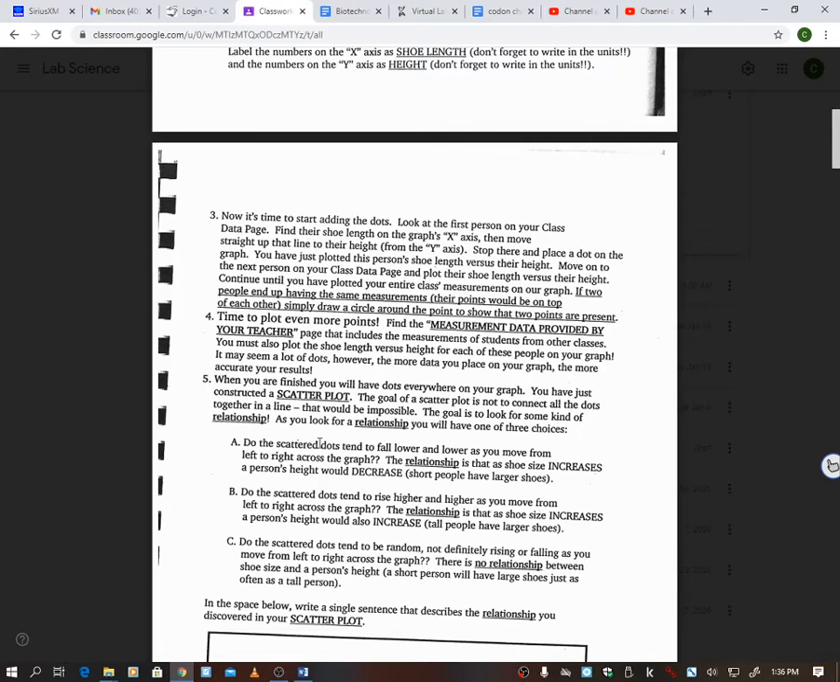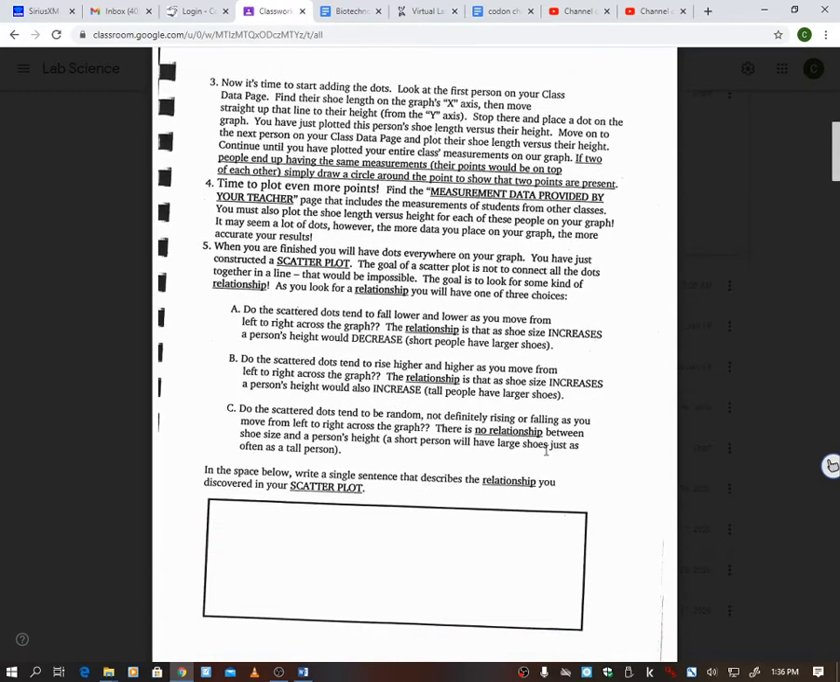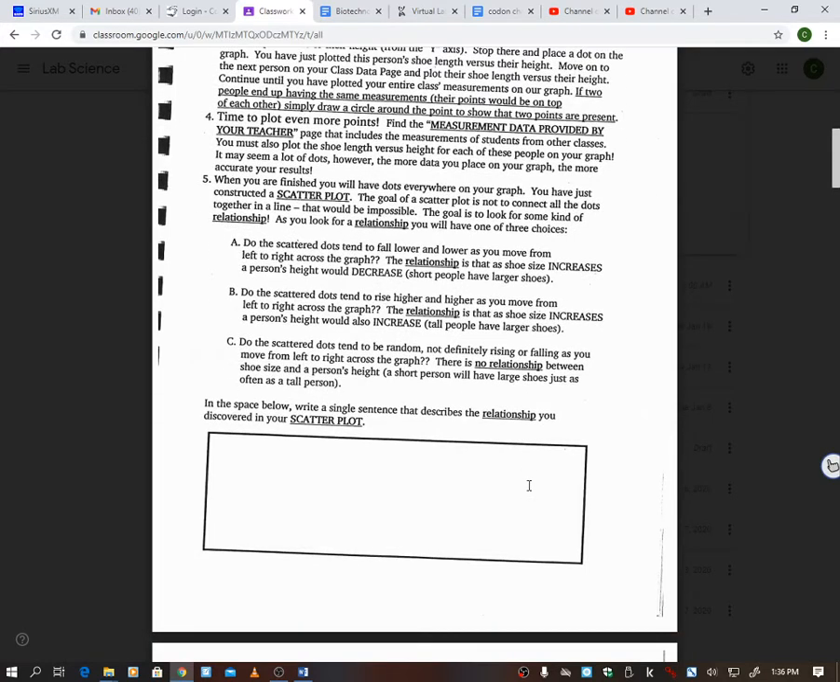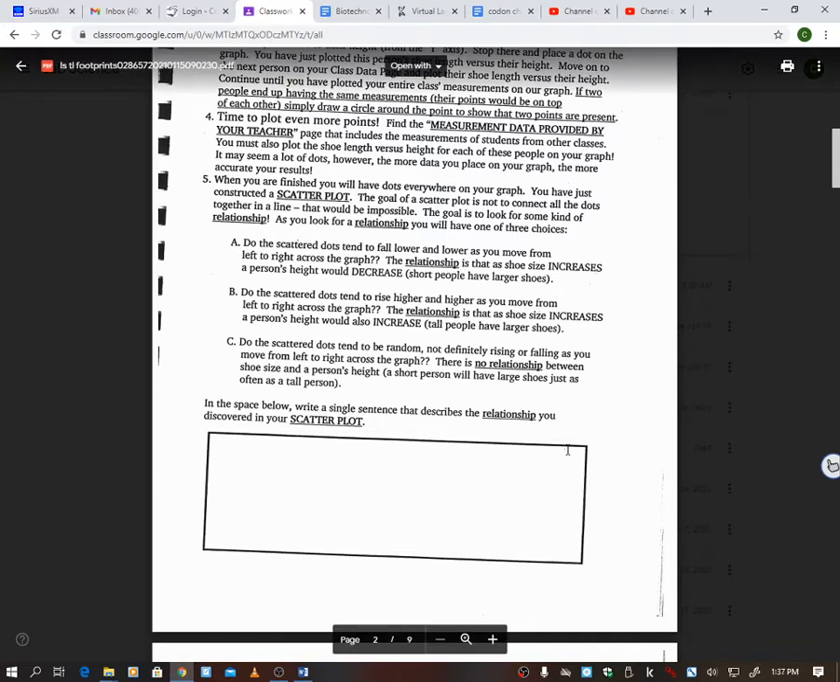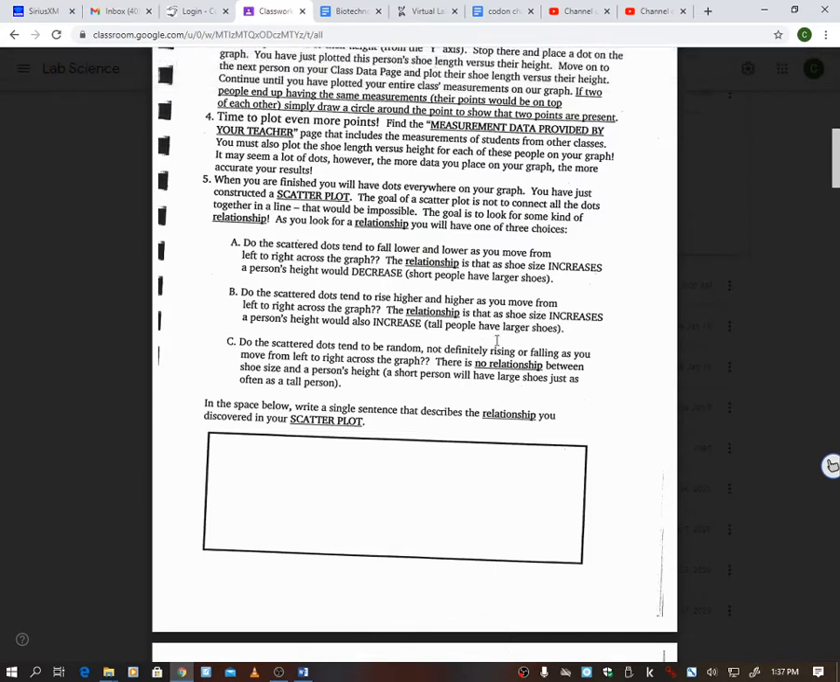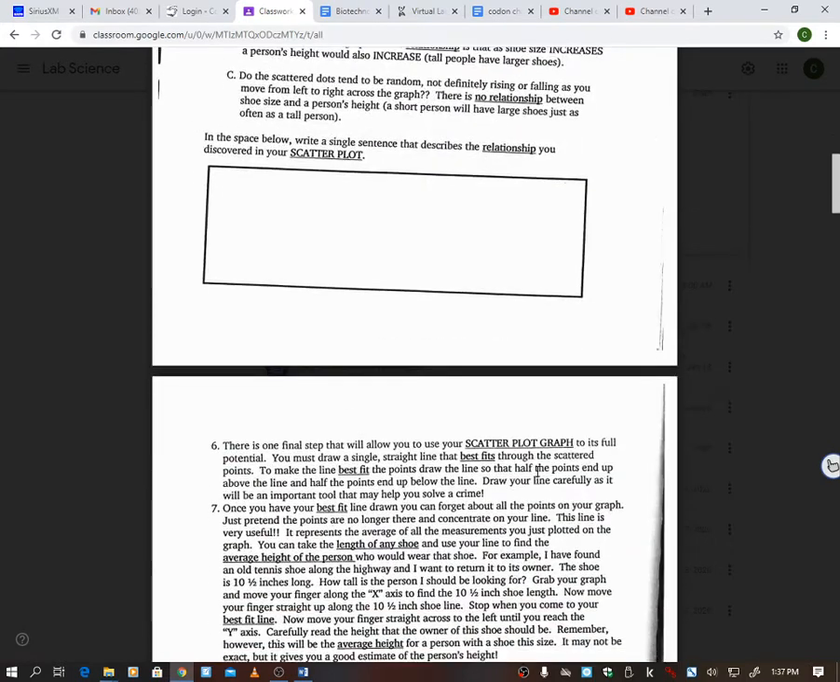So as you look for the relationship, you will have one of these 3 choices. A, do the scatter dots tend to fall lower and lower as you move from left to right, or is it the opposite? So is there a relationship between shoe size and a person's height? What is going on there? B, do the scattered dots tend to rise higher and higher as you move from left to right? C, do the scatter dots tend to be random? Are they just completely random and I don't see a relationship with any of it? So in the space below right here, you're going to write a sentence telling me the relationship. Now they have helped you. If you pick A, B, or C, they've helped you with a sentence comparing the two in the relationship.